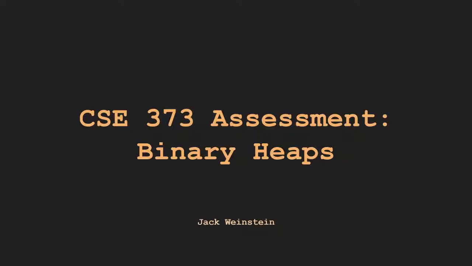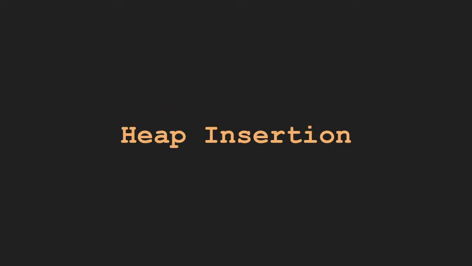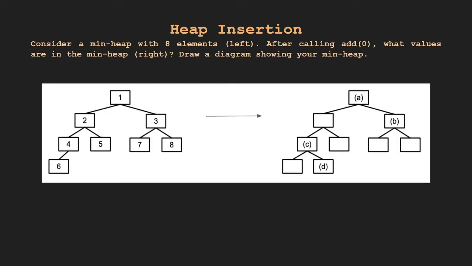Hello, this is my assessment for binary heaps. We're going to start with the first section, heap insertion. Consider a min heap with 8 elements. After calling add 0, what values are in the min heap?